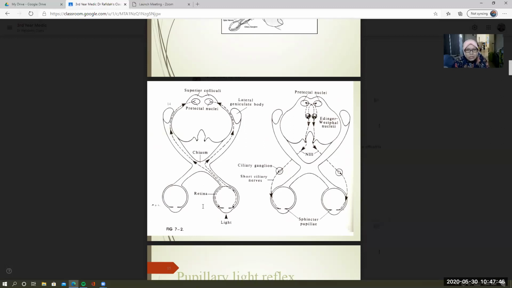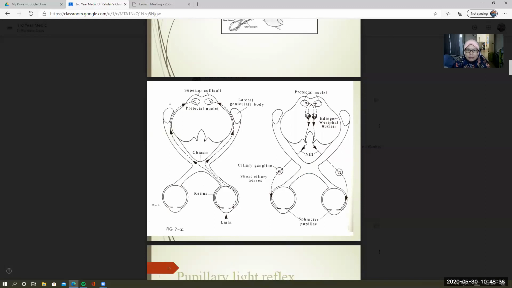the light is changed into electrical impulses by the photoreceptors in the retina. The electrical impulses travel into the optic nerve, and then it is divided into two. Rather than being 50%, 50%, it actually becomes 100% to the left, 100% to the right. It travels behind into the pretectal nucleus, which is at the level of the superior colliculus. From the pretectal nucleus, it travels back into the Edinger-Westphal nucleus, which is the parasympathetic nucleus.